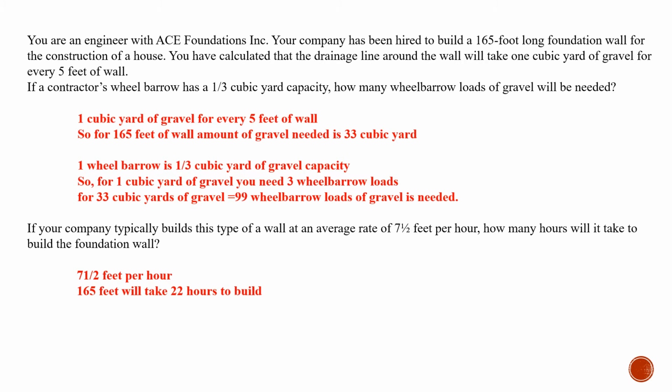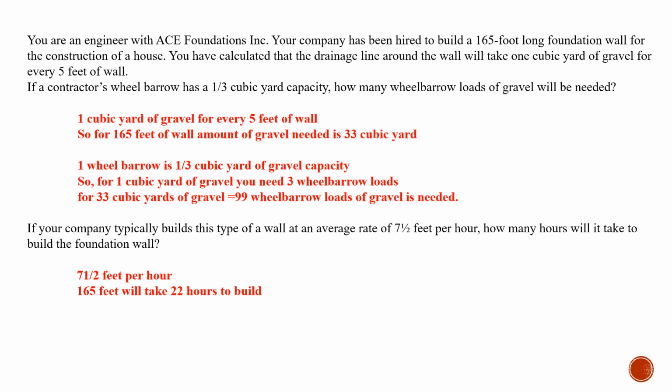You divide it. Okay, so the other way to do it is one wheelbarrow is 1/3 cubic yard. So if you want 1 cubic yard, how many wheelbarrows you need? 3, right? Correct or not? 1/3, 1/3, 1/3, that gives you 3/3. So if you want 1 whole cubic yard, you need 3 wheelbarrows. Correct or not? So for 33 cubic yard, you need 99 wheelbarrows. So if you use the method I mentioned earlier, 33 divide by 1/3, you will get 99 also.